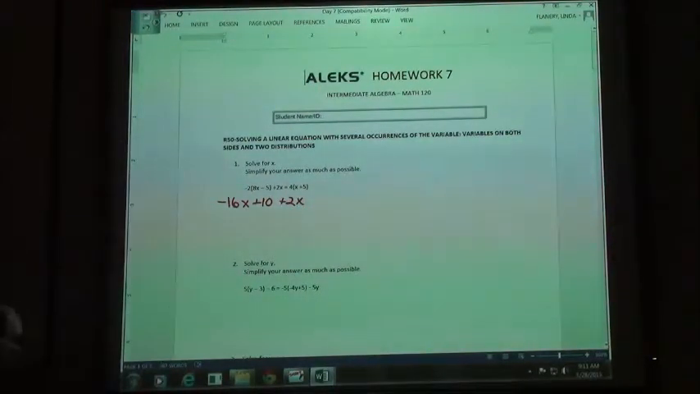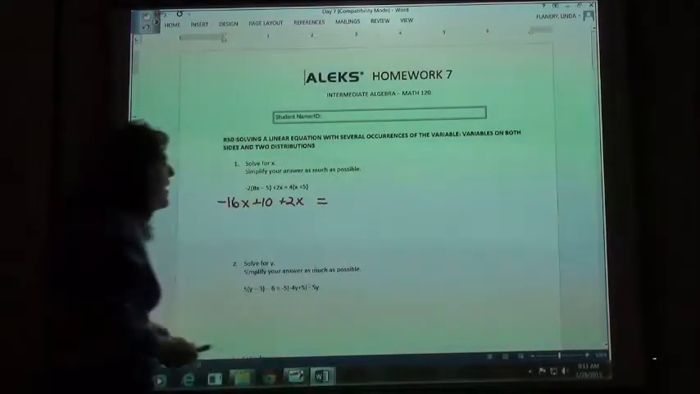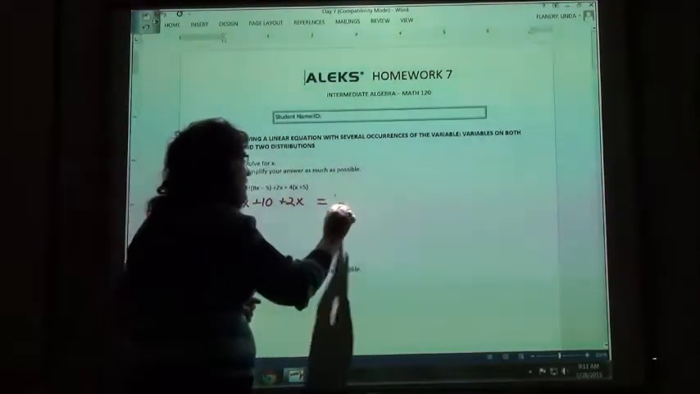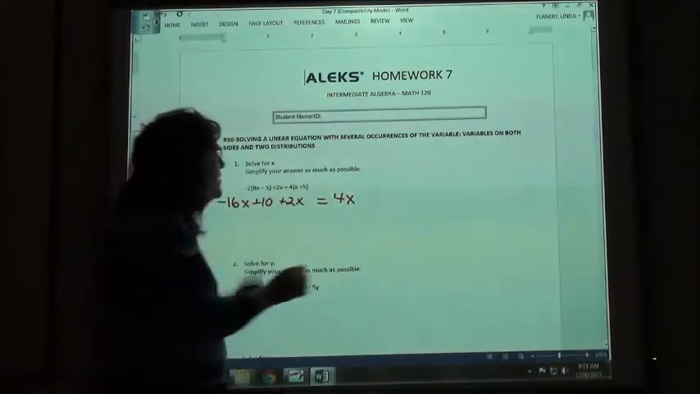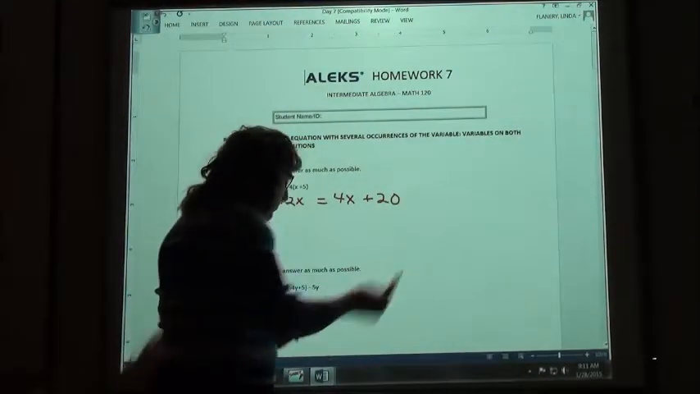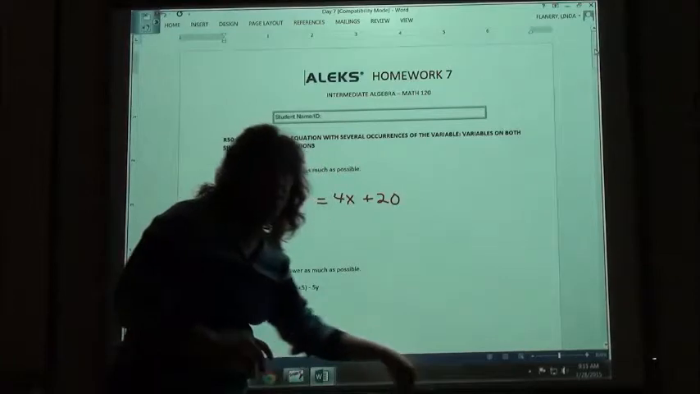So we have negative 16x plus 10 plus 2x equals, on the other side of the equation, 4 times x is 4x. 4 times 5 is a positive 20. So first step, we got rid of the parentheses.